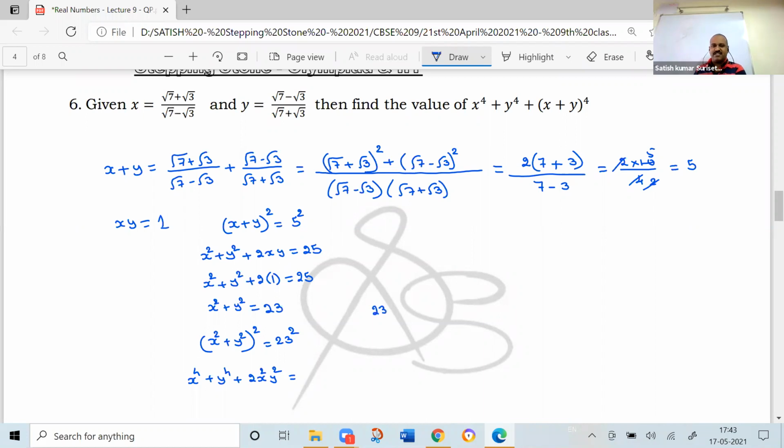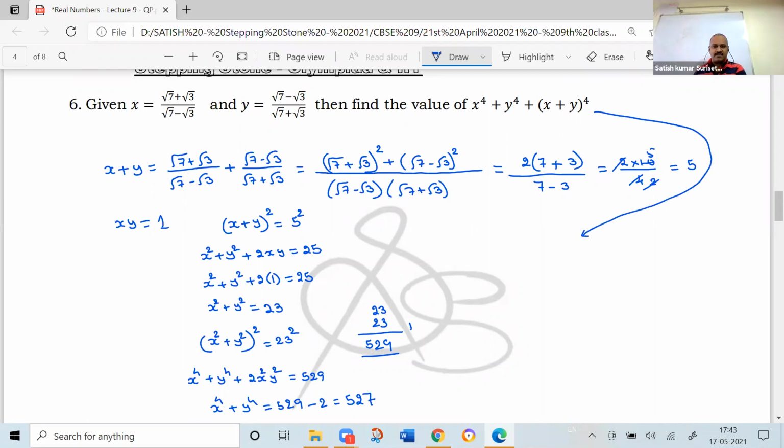So 23 into 23: 3 into 3 is 9, 3 into 2 is 6, plus 6 is 12, 2 into 2 is 4, plus 1 is 5. So 529. But x square y square is the same as xy whole square, and xy is 1. So again subtract 2. So x power 4 plus y power 4 equals 529 minus 2, which means 527.